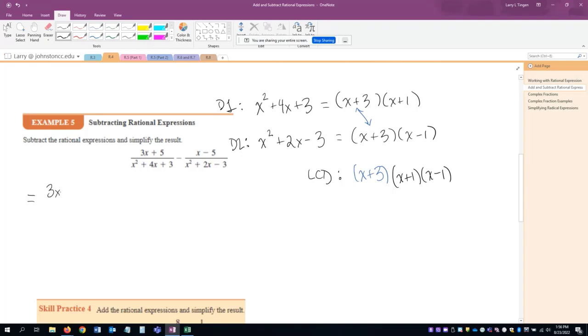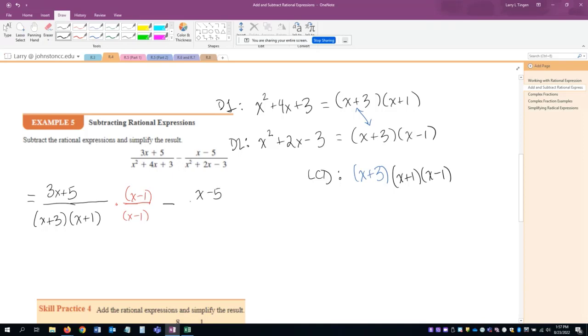So I can rewrite my denominators. The first term here is 3x plus 5, and I'm dividing by x squared plus 4x plus 3. Well, we just did the work and said that this is x plus 3 times x plus 1. I want x plus 3 times x plus 1 times x minus 1. How do I do that? Well, I multiply by it. If I multiply the denominator by x minus 1, I'll have my LCD. I'm allowed to do that as long as I do the same thing to the numerator, right? And that's a critical step. You've got to do the same thing to the numerator.